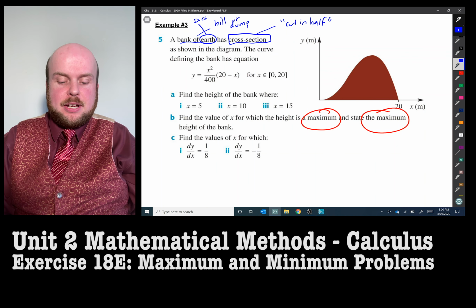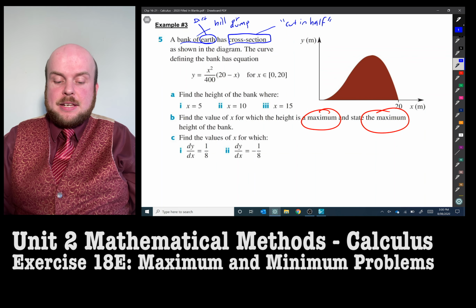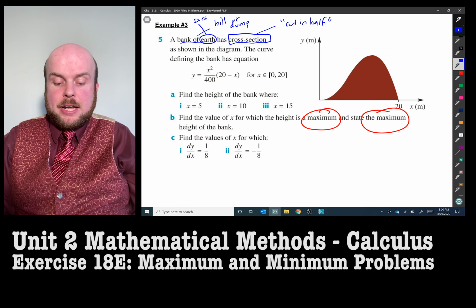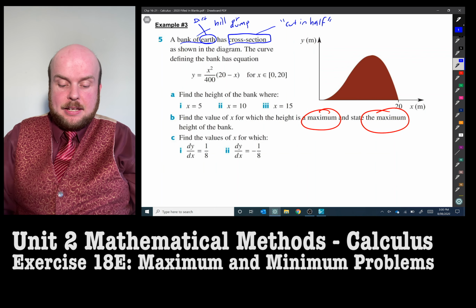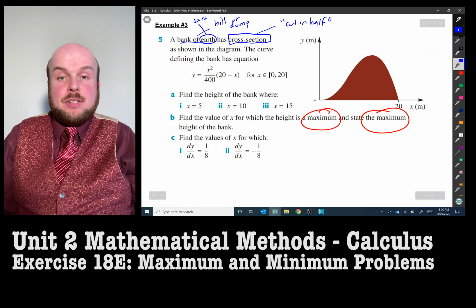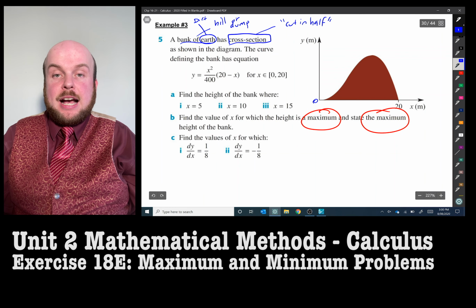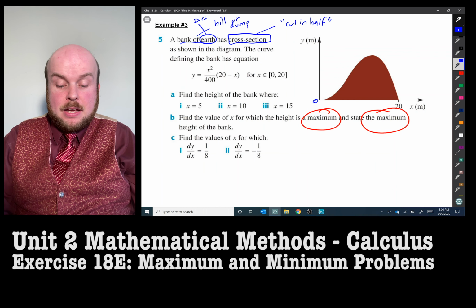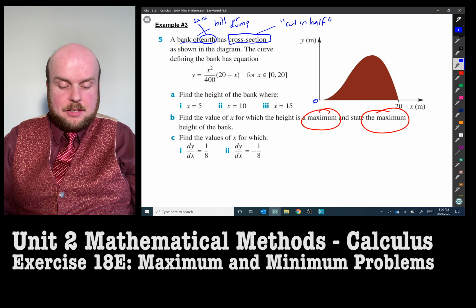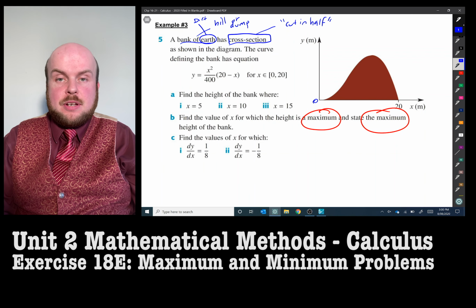A hill of dirt, or a dump of dirt, or a bank of earth has a cross-section, or the cut in half part of this diagram, and it is defined by the equation y equals x squared over 400 times 20 minus x, all in brackets, for x is some value between 0 and 20. We can see here that that is going to be 0 on this axis. We can see that the other x-intercept that we need to worry about is 20. Find the height of the bank where x is either of those values. So this is an old-fashioned substitution.